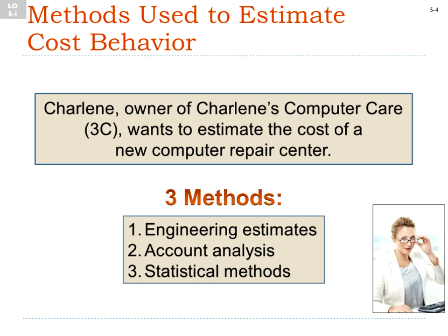As I said from the beginning, we're going to cover 3 different methods to estimate cost. You have your engineering estimates, your account analysis, and your statistical methods. These names sound kind of difficult. This book likes to use a lot of difficult terms, but we're going to go over them, and you'll see that they're actually not as hard as they might sound.